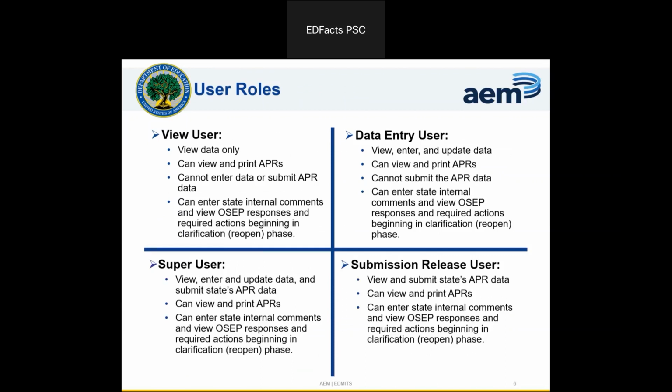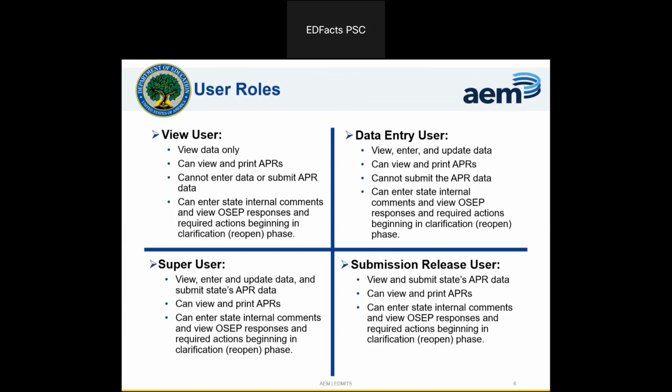So next, I'd like to review the user roles in the APR tool. There are 4 total roles. These are the same as last year. They do vary just a little bit, so I'm going to review each of these. The first is the view user. They can only view data, they can view and print the APR, and view OSIP responses and required actions during the clarification phase. They can also enter state internal comments.